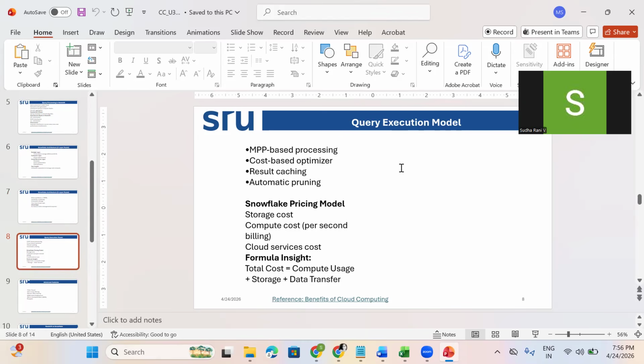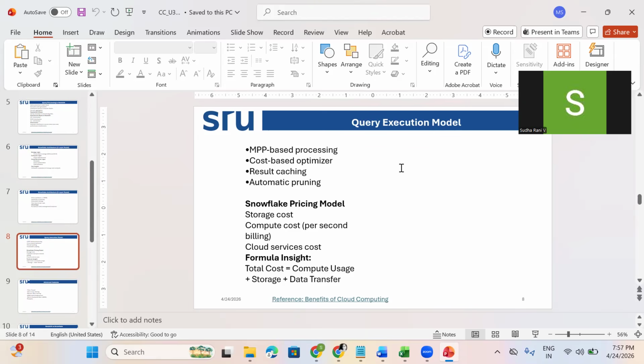Next, compute cost, which is per second. It means for however long we are using the cloud infrastructure, we have to pay for that. That comes under the compute cost. As for the formula, total cost equals compute usage plus storage plus data transfer. These are the three types of cost.